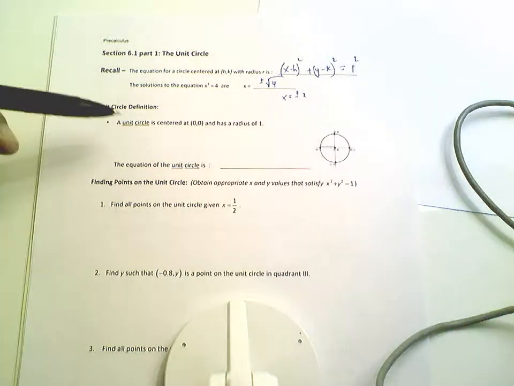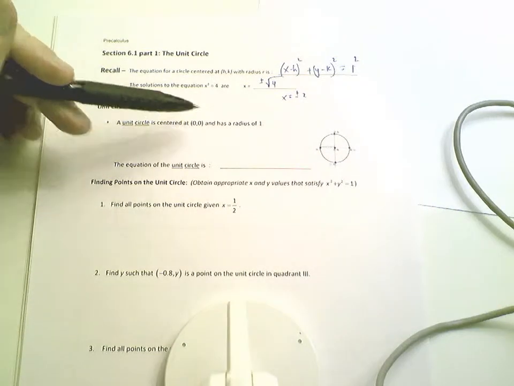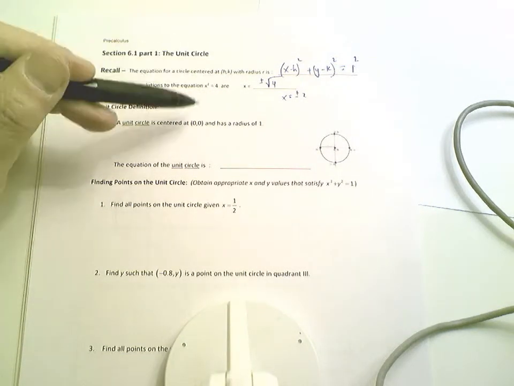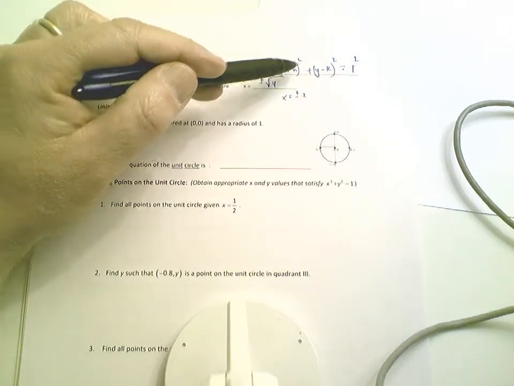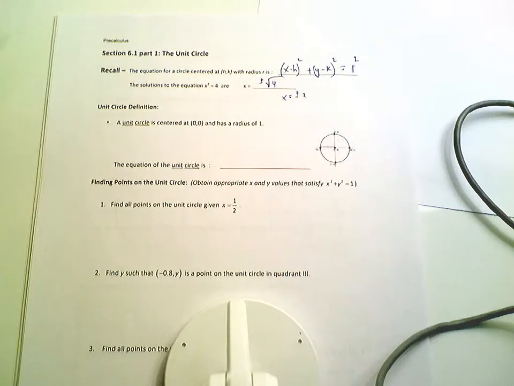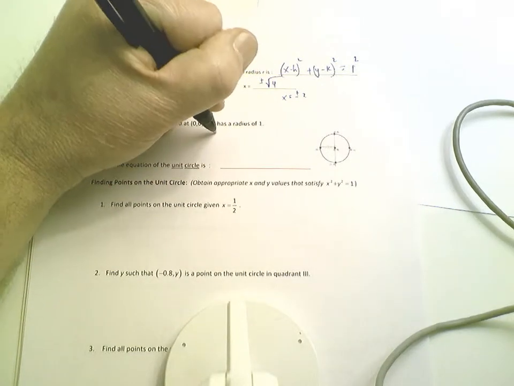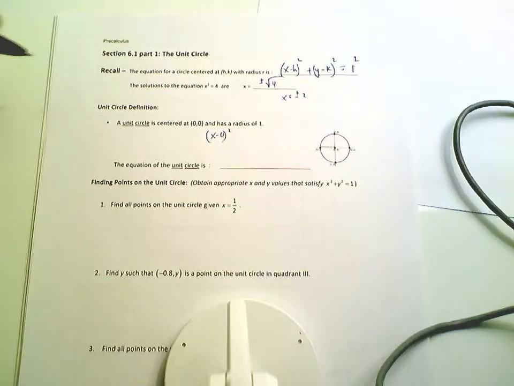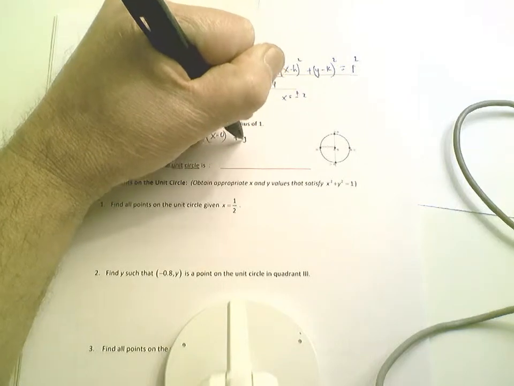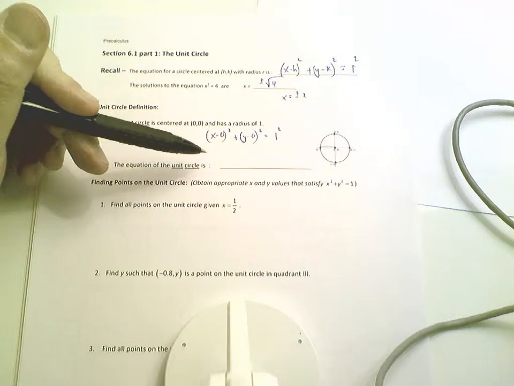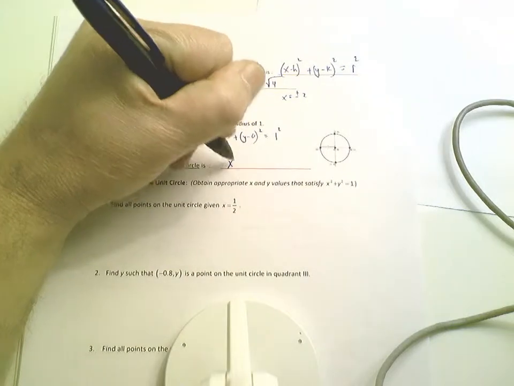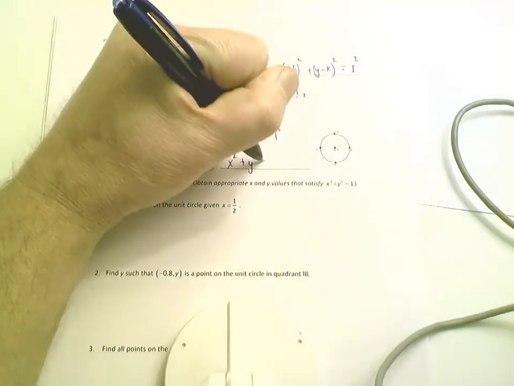Now a unit circle is centered at 0, 0. In other words, at the point 0, 0, h equals 0, k equals 0. Radius is equal to 1. So if I take this structure, let h and k be equal to 0, let r be equal to 1. The equation of a unit circle is, well, let's write the whole thing out very quickly. (x minus 0) squared plus (y minus 0) squared equals 1 squared. Or, simply, x squared plus y squared equals 1.